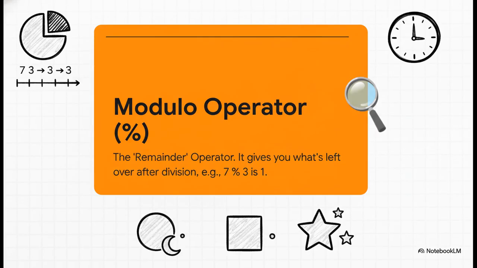But here's one you might not know from math class, the modulo operator. It's that percent sign. This one is super useful. See, it doesn't care about the answer to a division problem, it only cares about what's left over. So 7 divided by 3 is 2, with a remainder of 1. Well, 7 modulo 3 just gives you that 1. It's a neat trick for things like figuring out if a number is even or odd.